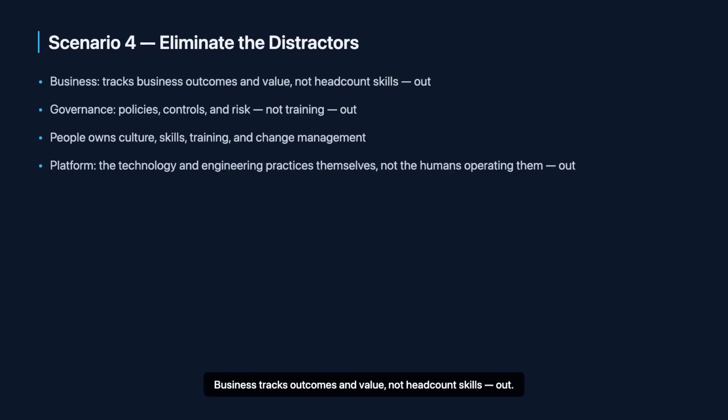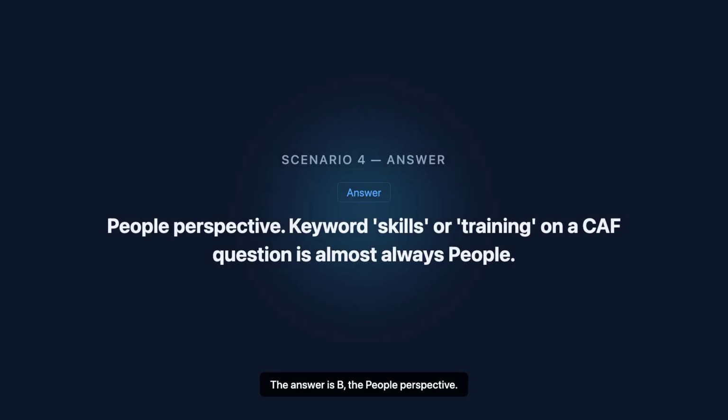Business tracks outcomes and value, not headcount skills. Out. Governance is the rule book department, policies, controls, and risk, not training individuals. Out. A shortcut that helps here: anchor each perspective to a stakeholder. Skills and training? That's the HR and learning and development crowd. That's people perspective every time. Platform, by contrast, is the technology itself, the engineering practices, the tooling, not the humans operating it. Out. The answer is B, the people perspective.